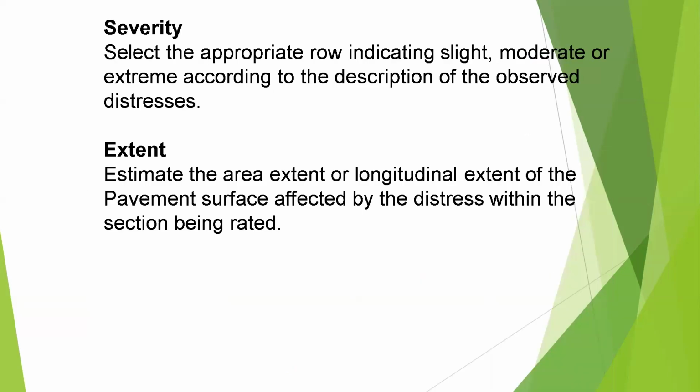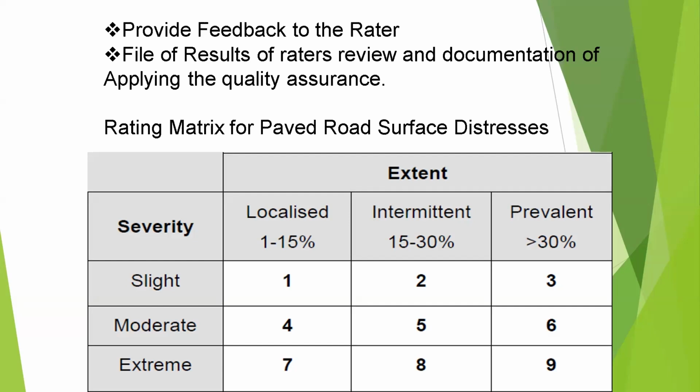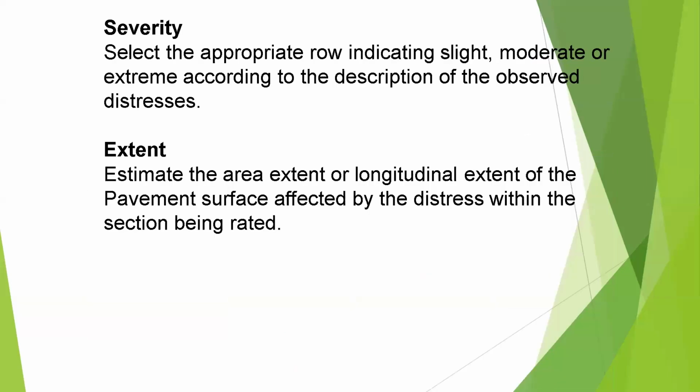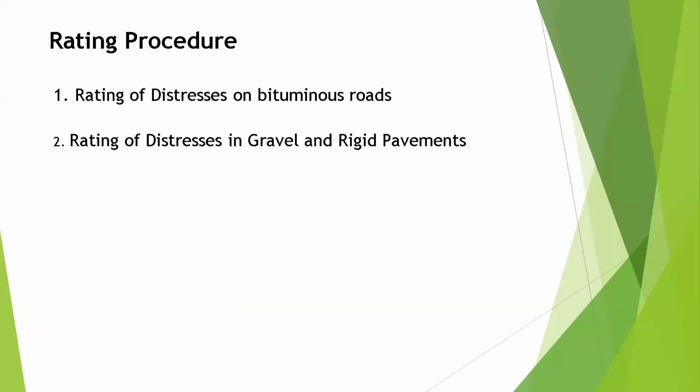So we choose a rating from a matrix. If it is localized and slight, you choose 1. If it's localized and moderate, you choose 2. And if it is extreme and localized, you choose 4. It is similar when it is intermittent and when it is prevalent. Okay, so these are the ways.